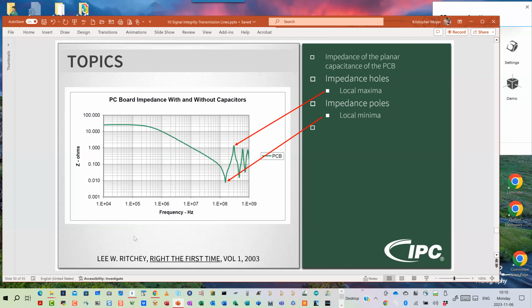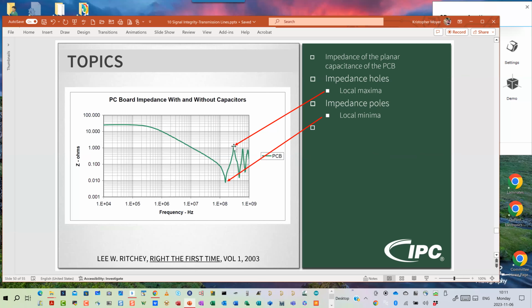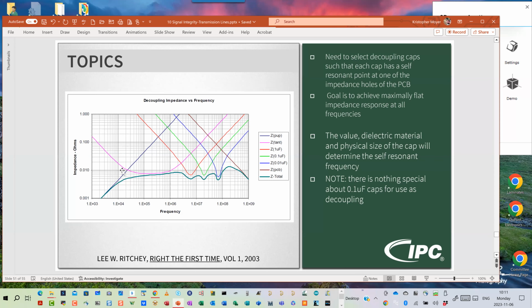And so you need to pick caps. There's nothing special about 0.1 microfarad. Instead, what you want to do is pick caps whose self-resonant frequency is coincident with one of your board's unique impedance holes. So the cap value, the cap physical size, and the cap dielectric are going to drive you. Most of the time, the dielectric material is picked on other things too, like temperature stability. But you're primarily picking physical size and capacitance such that you have a self-resonant point to counteract the impedance hole, so that you get a minimally flat response.